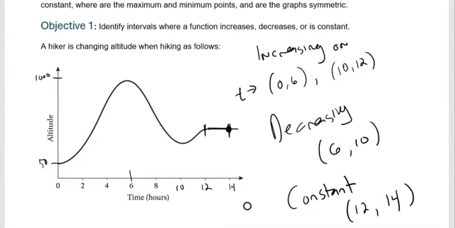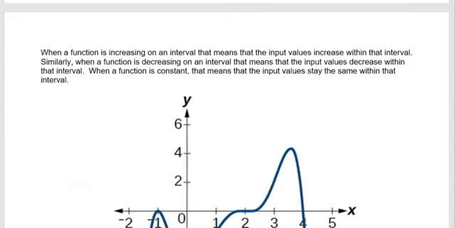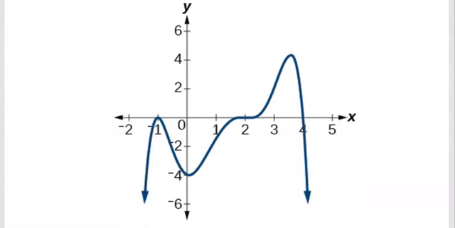Okay, so that's a pretty basic application. I mean, you're just looking at the graph. Here's another one. If we had to answer this, well, what would you say? Let's do the increasing, and then we'll take a look at the decreasing. So where is it increasing? It's increasing as you go from left to right, remember, just x values, from negative infinity up to when?